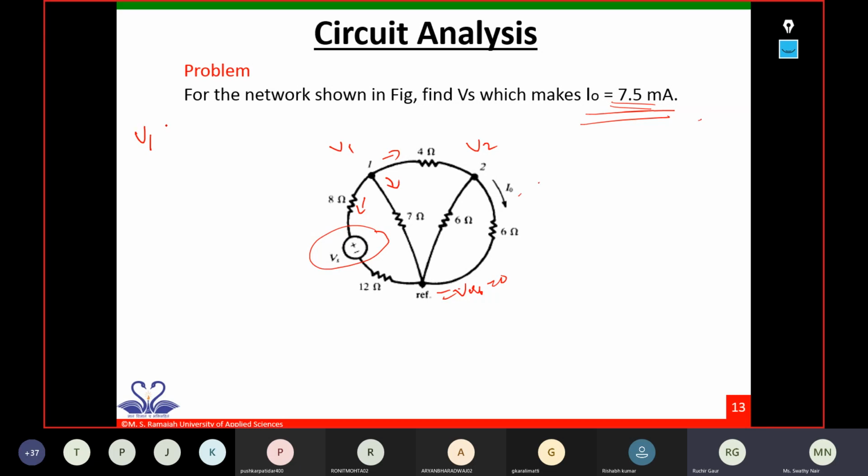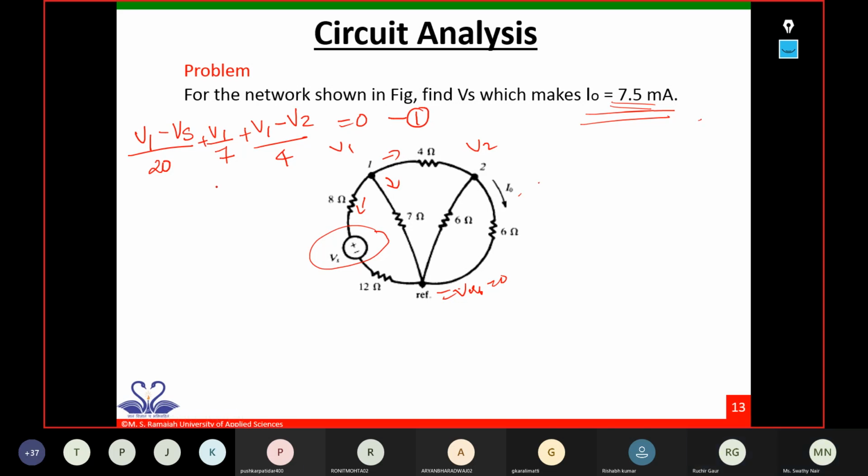Minus V2 by 4. This is the first current: V1 minus Vs divided by 8 plus 12. 8 plus 12 is 20. Plus V1 by 7 plus V1 minus V2 by 4 equals 0. So this is our equation number 1.